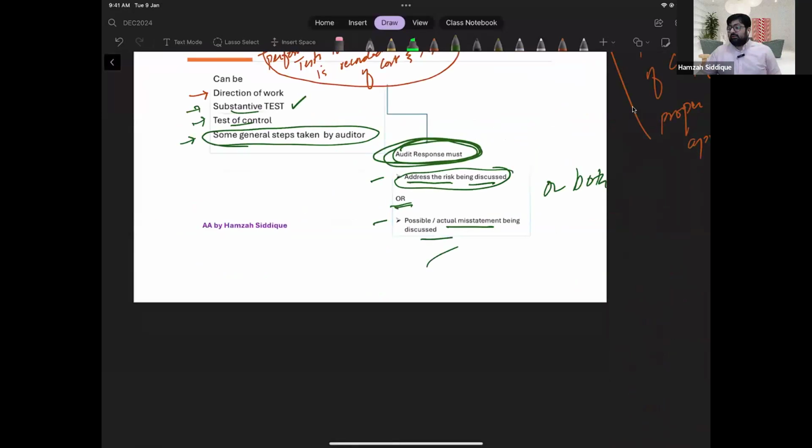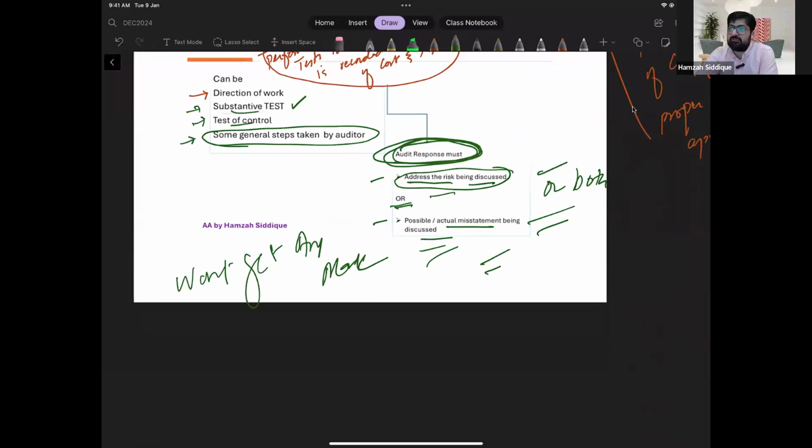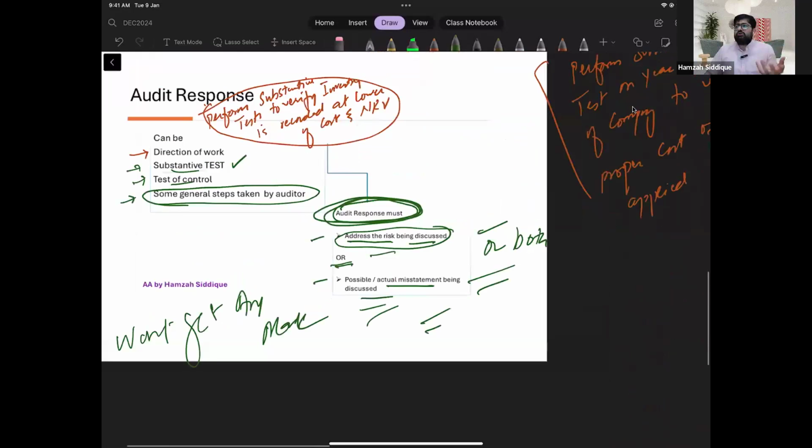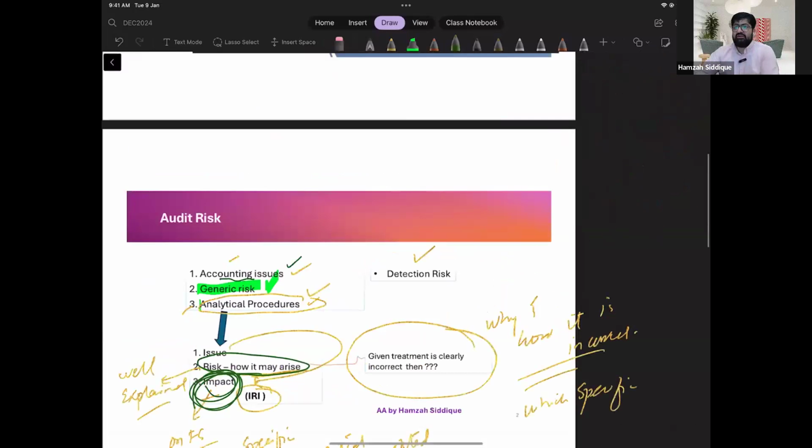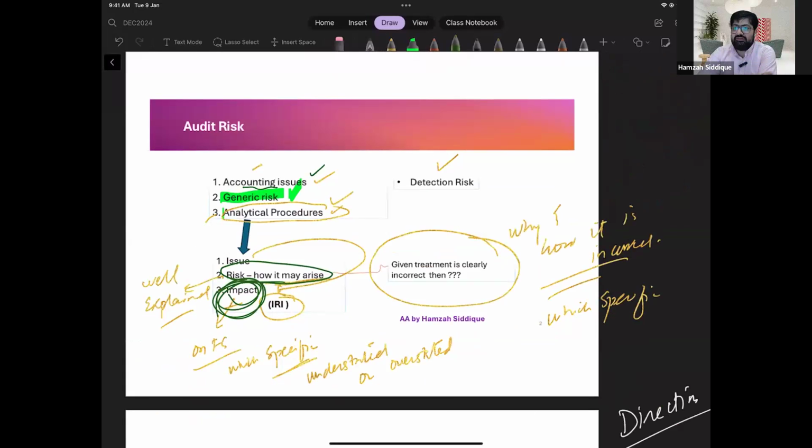So the next point is, if your response is not addressing any one of these, you won't get any mark. That specific things. And one more thing, the statement should be sufficiently detailed, comprehensible. That's mandatory. Now, I hope this point is clear to you people. I hope this point is clear to you.